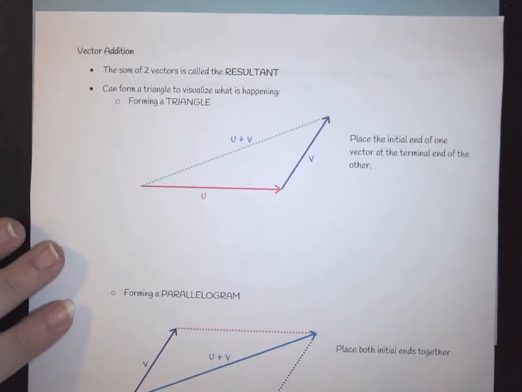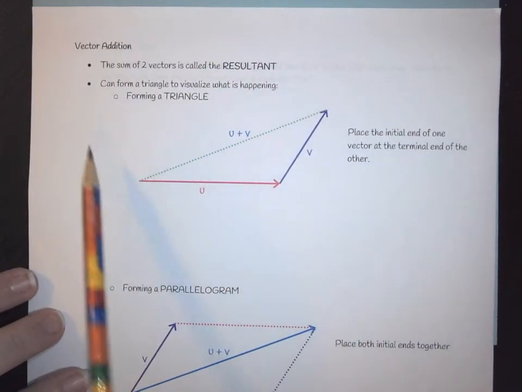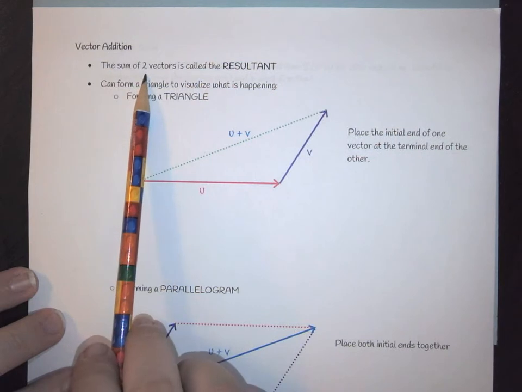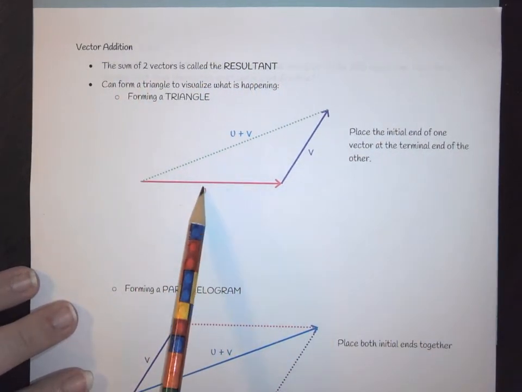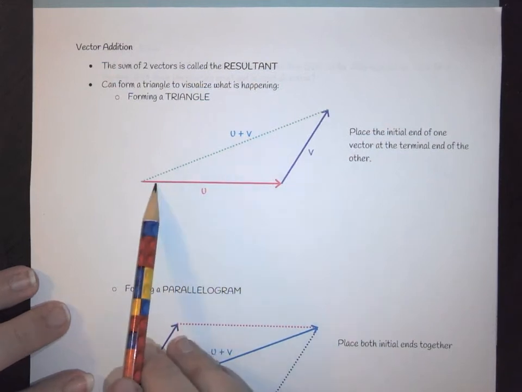I just have a couple examples that we're looking at here. Vector addition is the sum of two vectors, and that sum or line is called the resultant. So we've got two ways we can form that. First is to form a triangle.